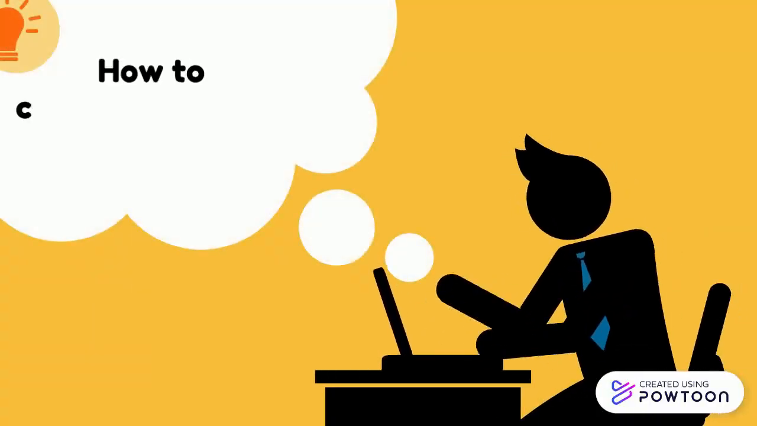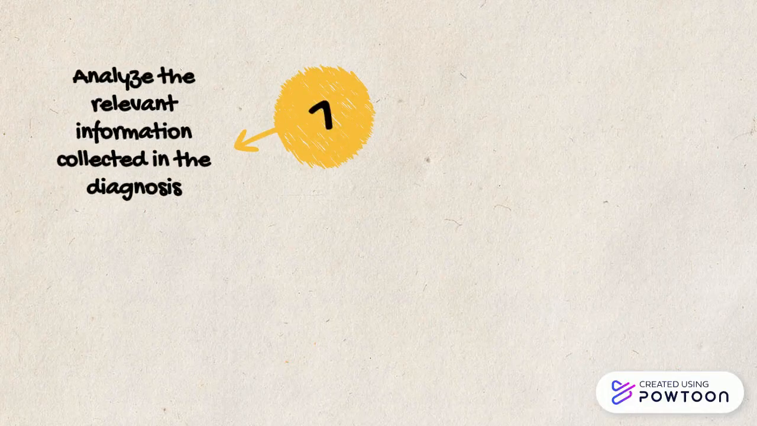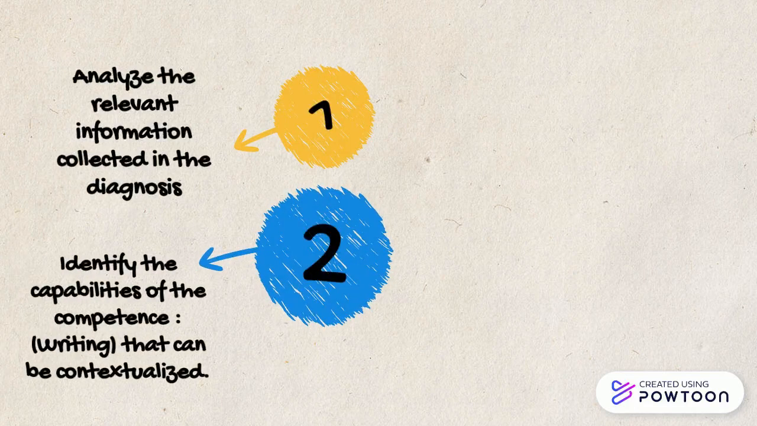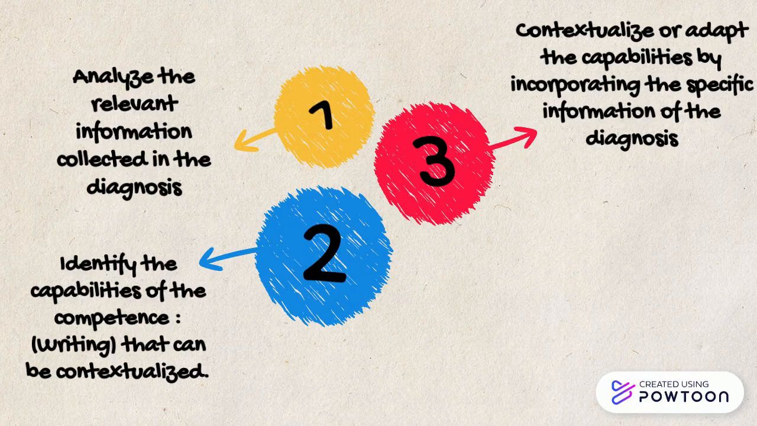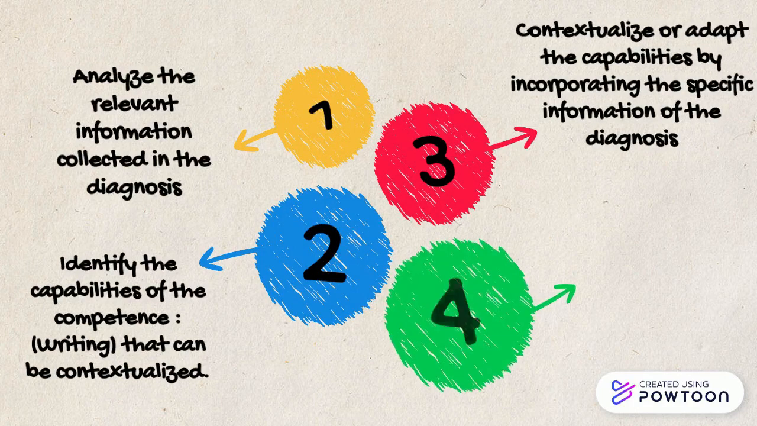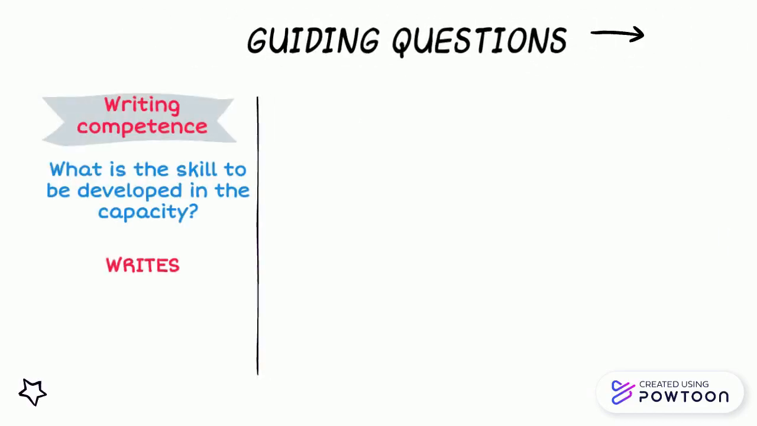So how do we contextualize or adapt a capacity? First, we analyze the relevant information collected in the diagnosis. Second, we identify the capabilities of the competencies that can be contextualized. Third, we contextualize or adapt the capabilities, incorporating specific information. And fourth, we choose an activity and strategies. To do this, you can use the following weighting questions.